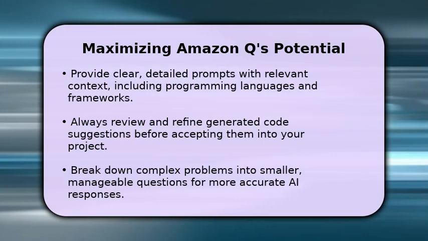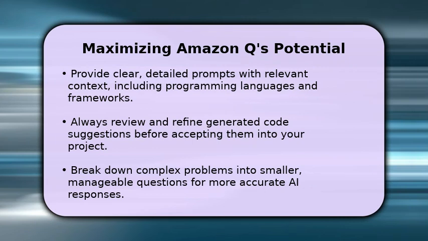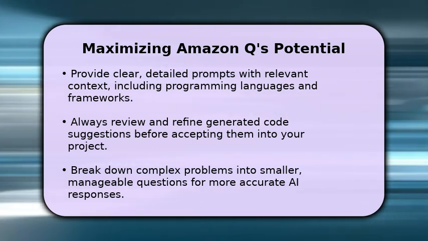To get the most out of Amazon Q, focus on crafting clear and detailed prompts, providing context like your programming language or framework. Remember to always review and refine any code suggestions before integrating them. The AI is a powerful assistant, but your oversight is crucial.